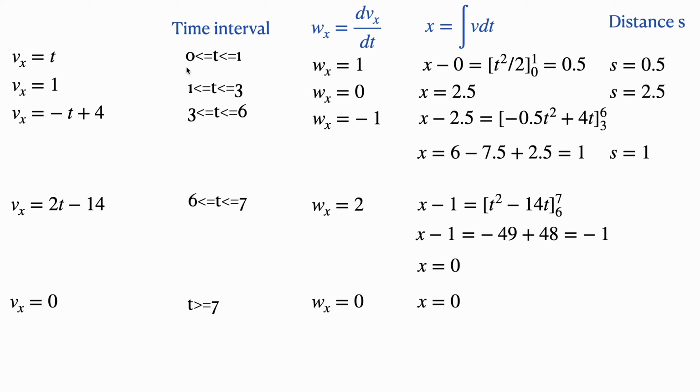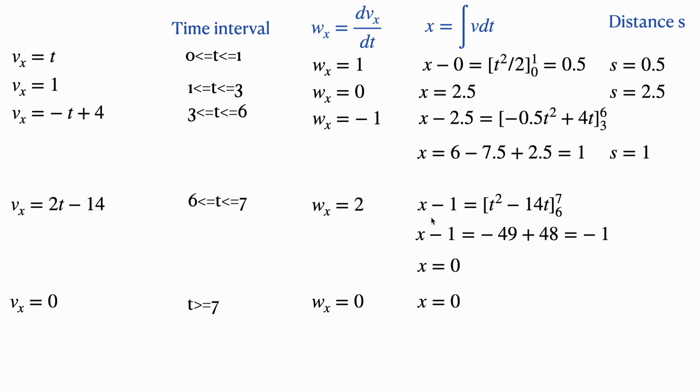So in the first interval from 0 to 1, vx is t, so wx will be d by dt of t, which will be equal to 1. And in the interval 1 to 3, vx is constant, its value is 1, so the acceleration will be 0. In interval 3 to 6, vx is minus t plus 4, so its differentiation with respect to time will be minus 1. In the interval 6 to 7, vx is 2t minus 14, so its differentiation will give wx equals 2. In the interval t greater than 7, vx is 0, so acceleration also will be 0.